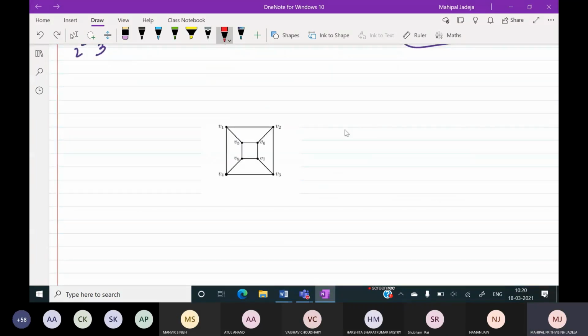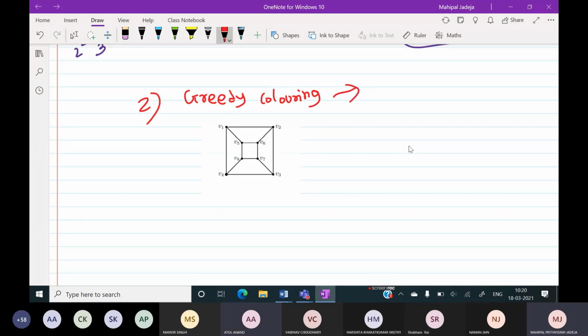Consider this particular graph. What you need to do is apply greedy coloring on this graph and tell me how many colors are required to color it. And you also need to tell me which ordering you are considering whenever you are giving any answer.